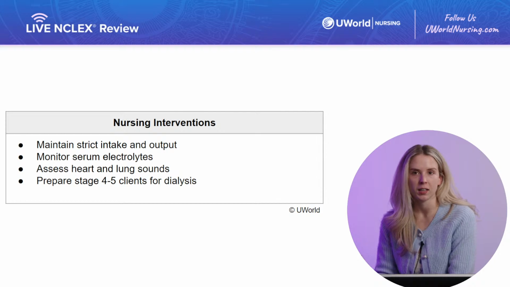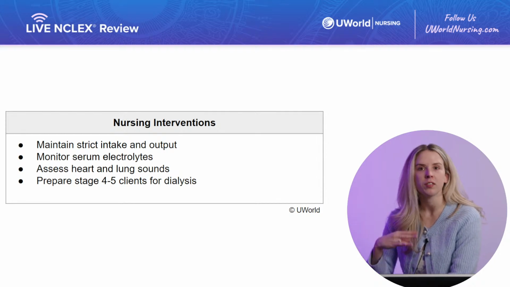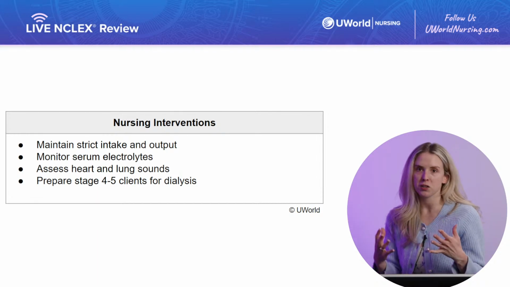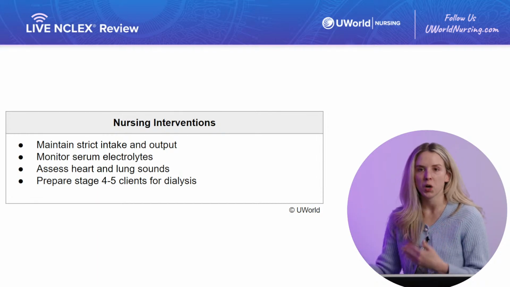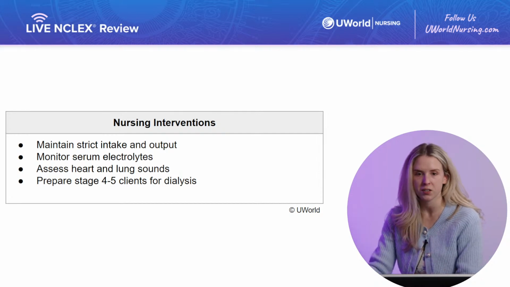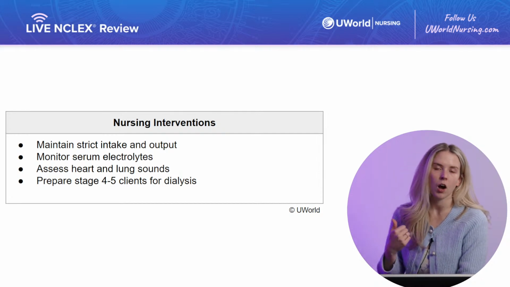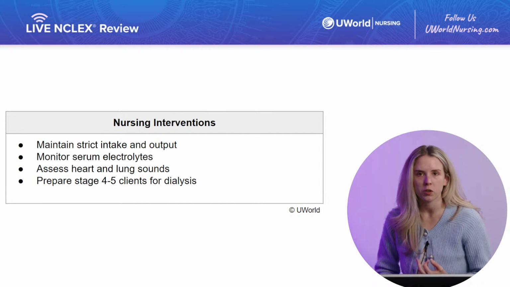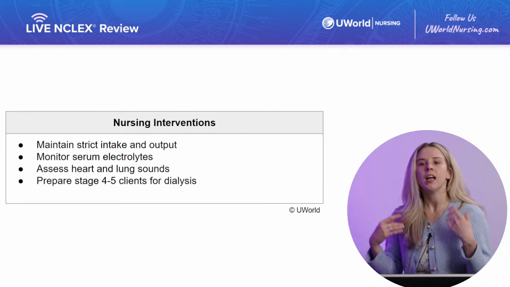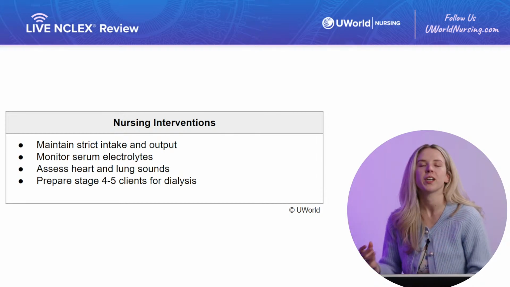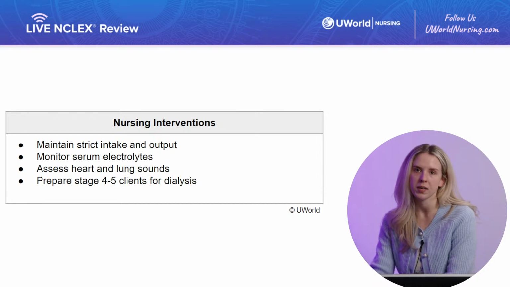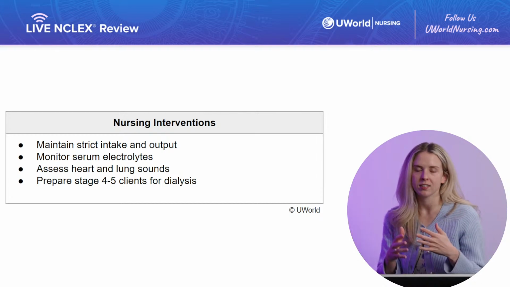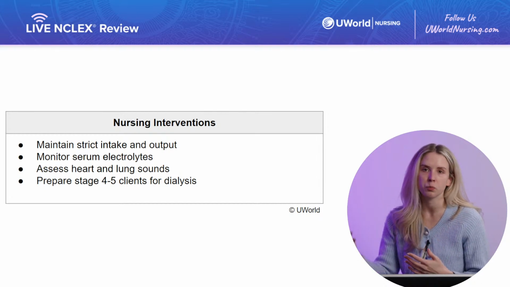We want to monitor the electrolytes. We just talked about the proclivity for all of these electrolyte imbalances. So in a hospital setting, this may look like frequent lab work, especially keeping an eye on that potassium because we know potassium imbalances can have cardiac complications. We want to frequently assess heart and lung sounds. Lung sounds, we're looking for signs of pulmonary edema, pleural effusion, looking for those rales that we may hear. And heart sounds and continuous cardiac monitoring, we're going to be keeping an eye out for dysrhythmias related to electrolyte imbalances. We also want to do all of these things in stages 1 through 3, preventing that disease progression.